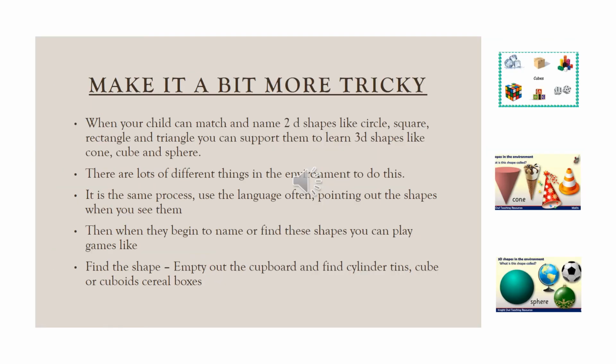Once your child knows most of their basic colours and can name the 4 basic shapes, circle, square, rectangle and triangle, you can make it a little bit more tricky by introducing 3D shapes like cube and cone and sphere. It's the exact same process, you just start using the language and pointing these things out in the environment. A really good way to do this is to go through your kitchen cupboards and find tins that are cylinders or things that are cone shaped and sort them all out.